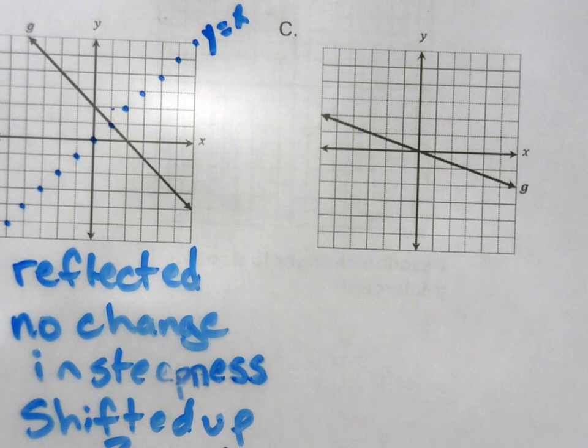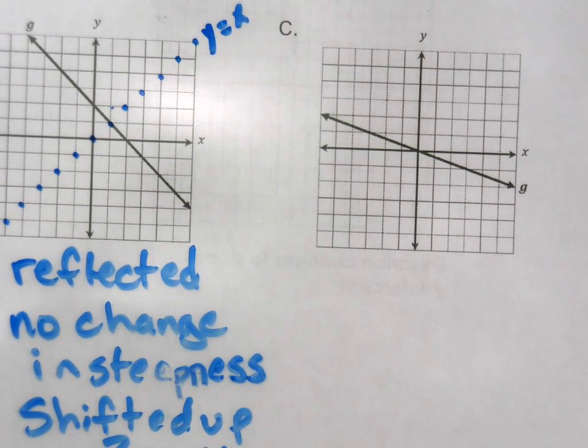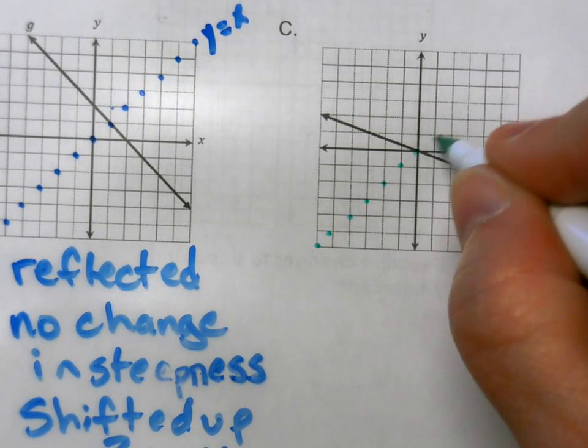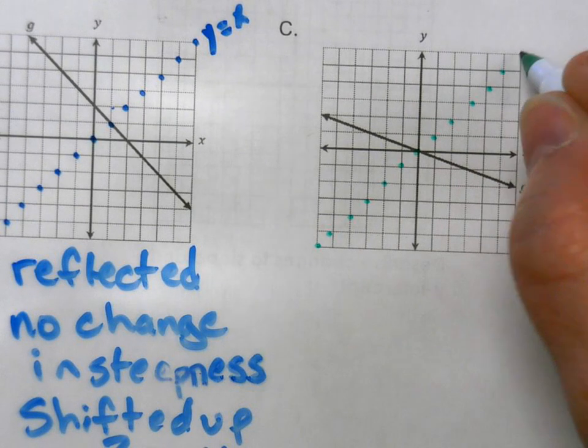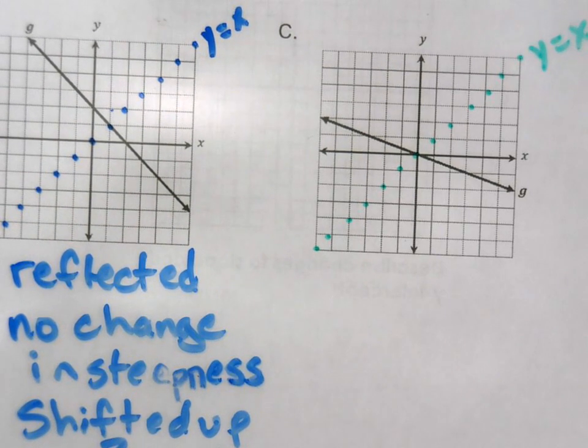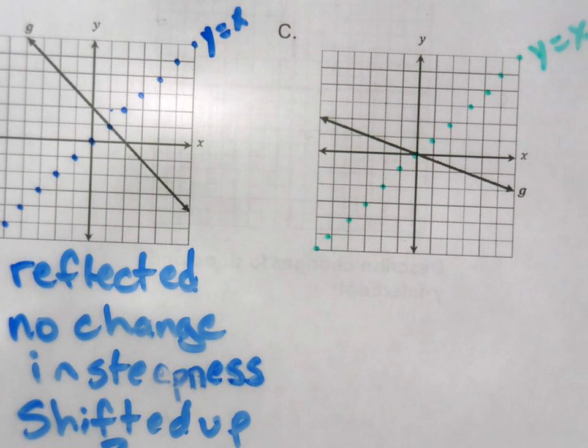So the last example on this side, okay, same thing, draw your parent function. You should know what it looks like at this point, right? It goes through your origin from corner to corner. So show of hands whether you believe that it reflected.